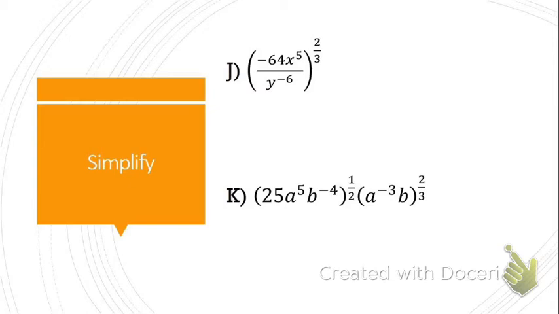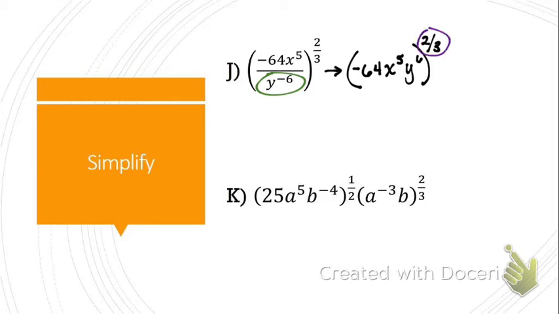Here's how I would approach J. First thing I'm going to deal with is this y to the negative 6th in my denominator. There's no reason for it to be down there, so I'm going to move that up to my numerator. So I'm going to have negative 64 x to the 5th, y to the 6th. This whole thing is being taken to the 2/3 power. So far, so good? All right.